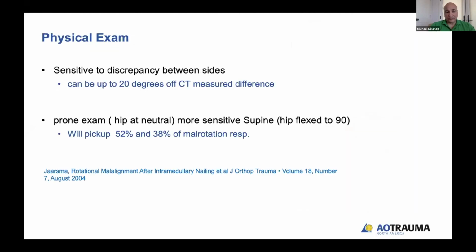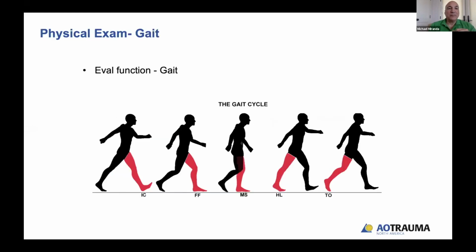Turns out that the prone exam is actually the most sensitive for picking up the degree of discrepancy between the sides. How sensitive is each of those exams to picking up the measurement that you might find on CT? It's actually 20 degrees off in one study fairly consistently. So that's why you need to get the data. We're going to talk about that a little bit more.